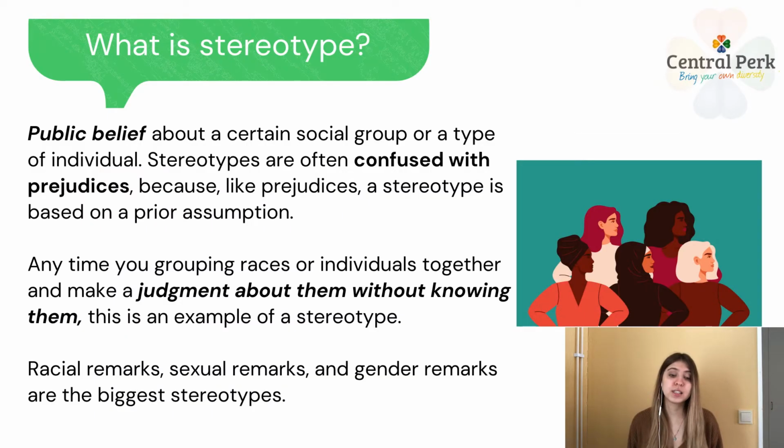What is a stereotype? It's a public belief about a certain social group or a type of individual. Stereotypes are often confused with prejudices because, like prejudices, a stereotype is based on a prior assumption. Anytime you're grouping races or individuals together and make a judgment about them without knowing them, this is an example of stereotype. So let's imagine you're a student sitting in a classroom, and then there is a new student who walks in, and even though you don't know the student yet, you don't even know his name, you already make certain stereotypes in your head because maybe of how he looks or what he wears. And the biggest stereotypes are racial remarks, sexual remarks, and gender remarks. But there are also more types which we're going to talk about today.